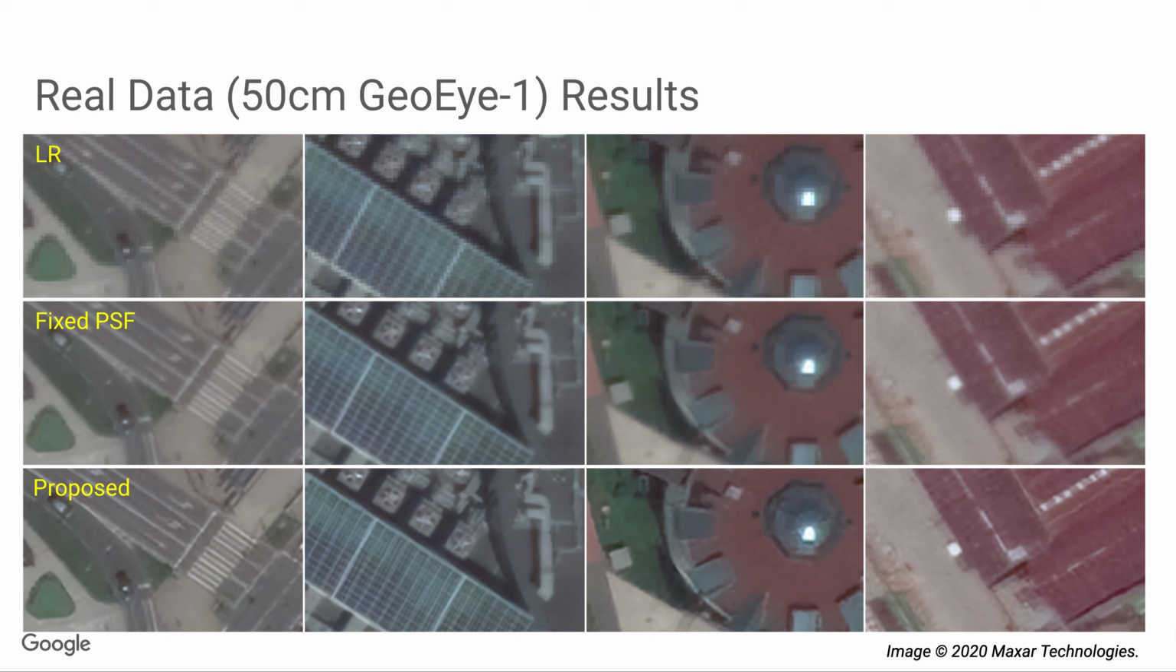We then applied it to real 50 cm GOI-1 satellite images with upscaling factor 2x. We compared it with the results using the traditional training data generation model that uses a fixed Gaussian point spread function and white Gaussian noise. The neural network is the same, and we can see the proposed training data generation model outperforms the traditional one in all the examples here, which means the proposed model is more realistic.